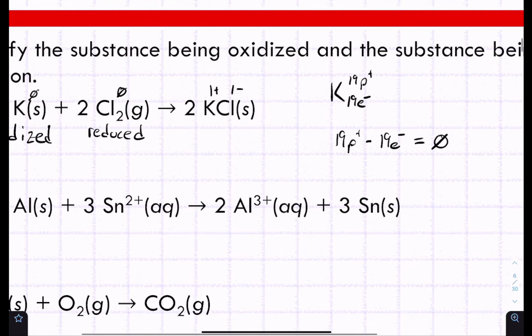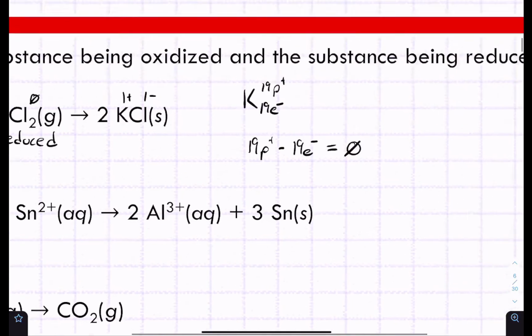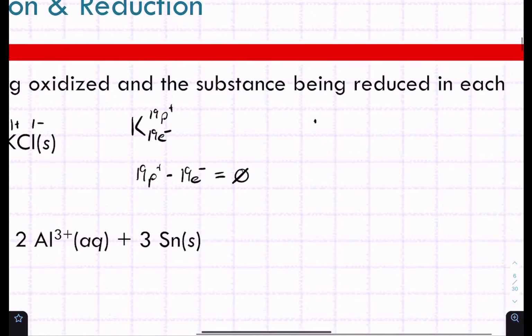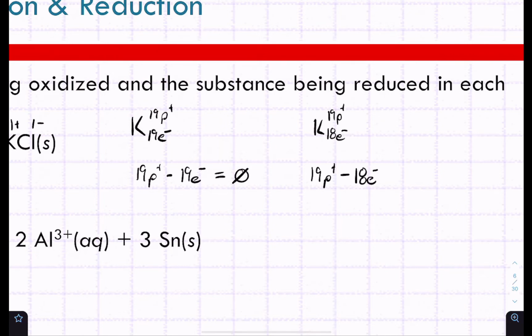But when we move over to this side, we have potassium with a +1 charge. Potassium's still going to have 19 protons, but how many electrons does it have now? 18 electrons. So it's lost 1 electron, because 19 protons minus 18 electrons gives +1. So just remember, if anything's charge gets more positive, it's losing electrons. If it gets more negative, then it's gaining electrons.